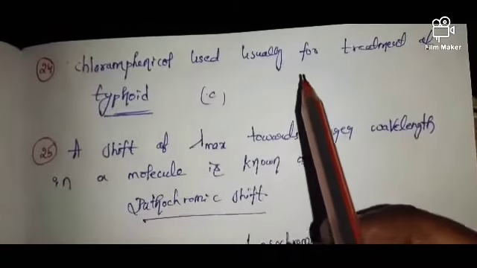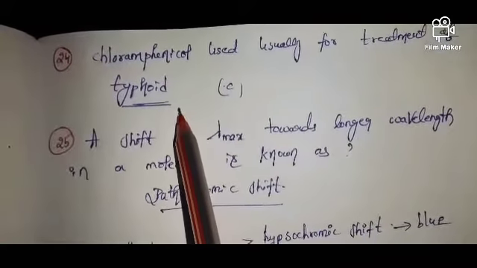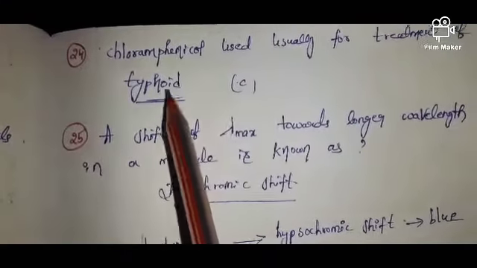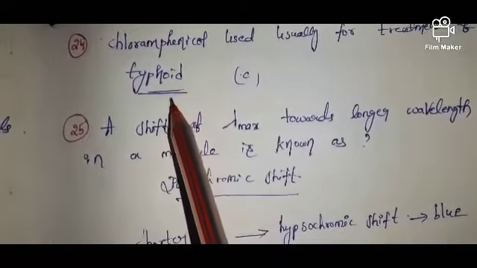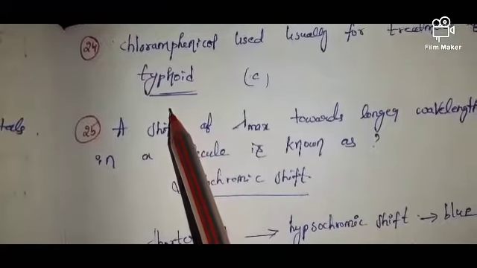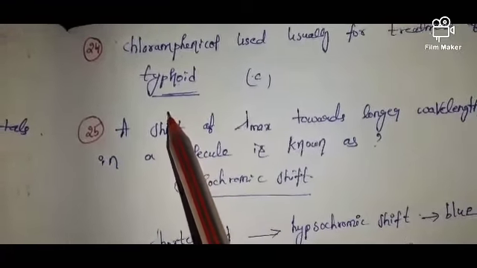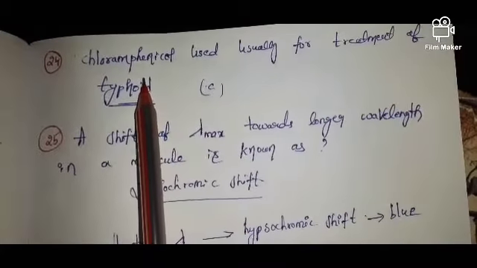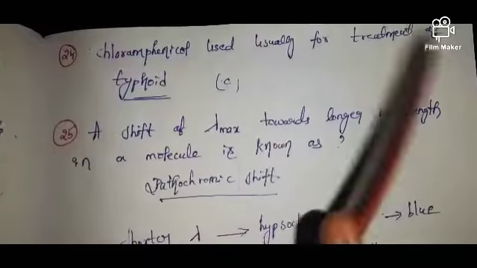Next, chloramphenicol is usually used for the treatment of typhoid, friends. To treat malaria, usually one question is asked, friends, that one drug is extracted from the tree named Cinchona officinalis. Here they have mentioned chloramphenicol. Chloramphenicol is used for the treatment of typhoid.